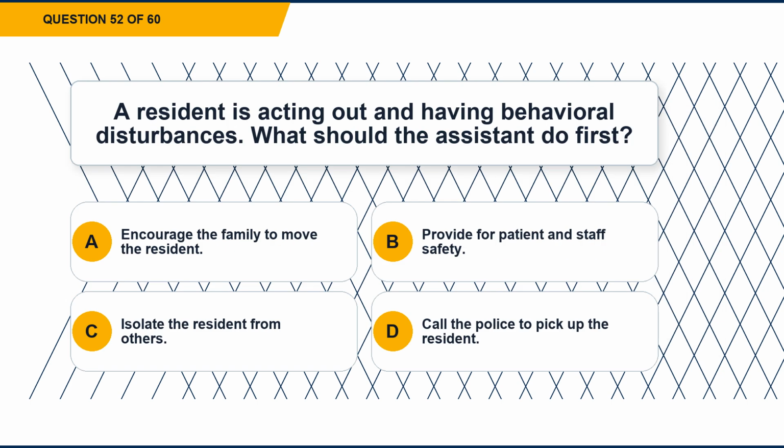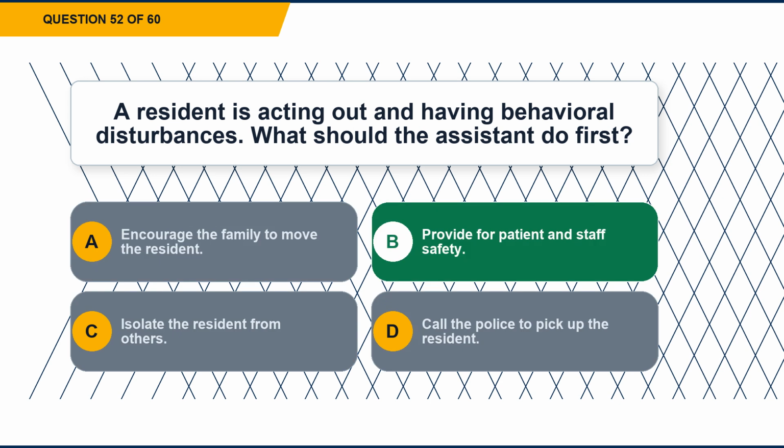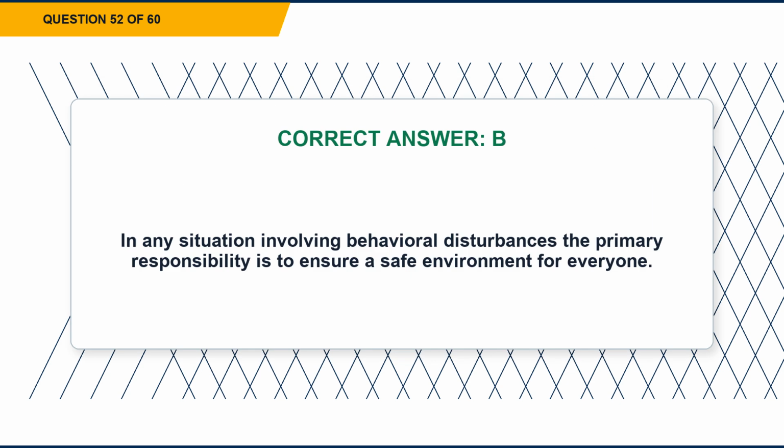Question 52. A resident is acting out and having behavioral disturbances. What should the assistant do first? Option A, encourage the family to move the resident. Option B, provide for patient and staff safety. Option C, isolate the resident from others. Option D, call the police to pick up the resident. The correct answer is option B, provide for patient and staff safety. Explanation: in any situation involving behavioral disturbances, the primary responsibility is to ensure a safe environment for everyone.